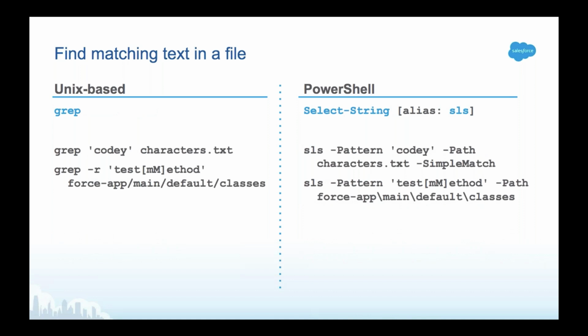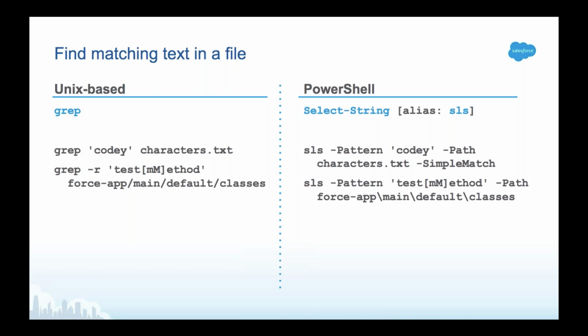So finding text within a file is pretty easy with the CLI. On Unix-based machines, we're going to use a command called grep, which stands for Global Regular Expression Print. So in the first example, we're looking for any instance of Cody in the file character.txt, so that's the file that we're looking at.